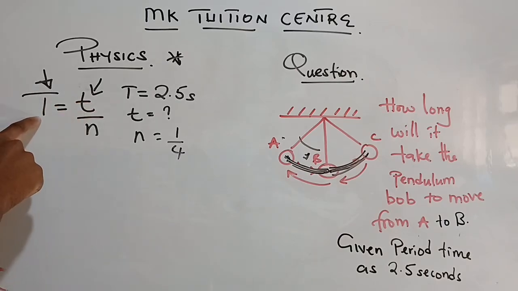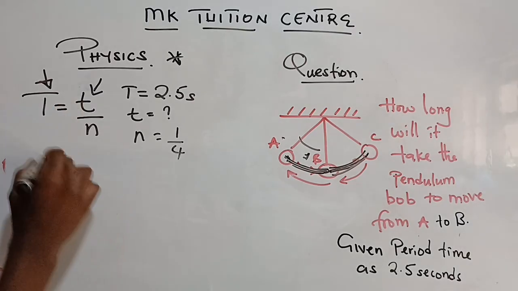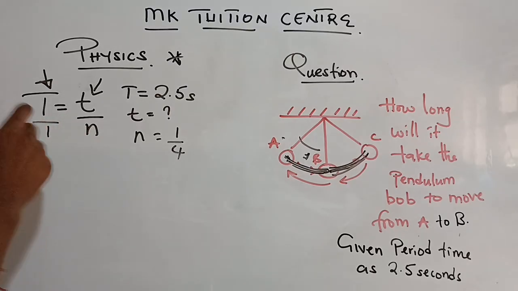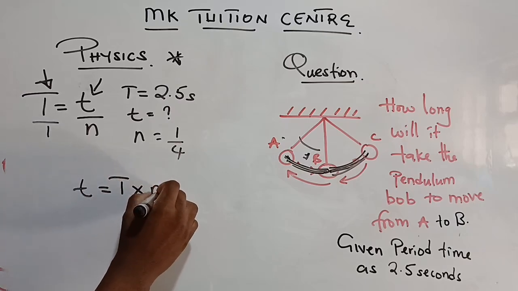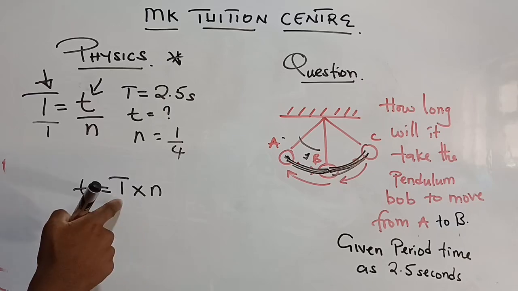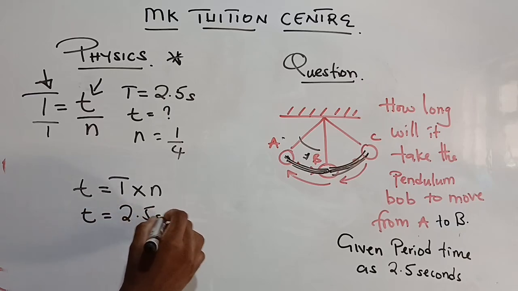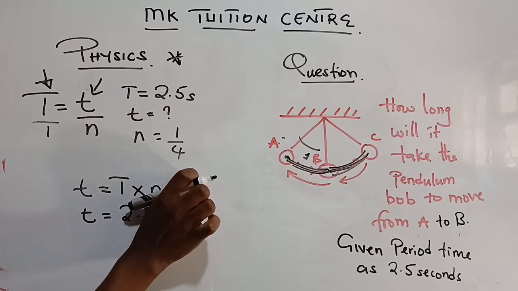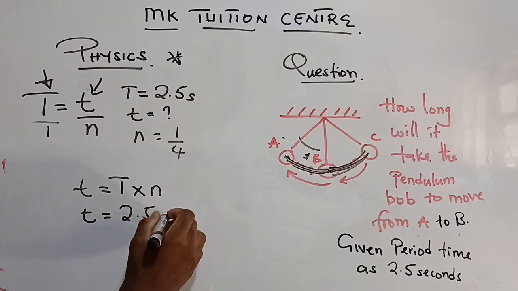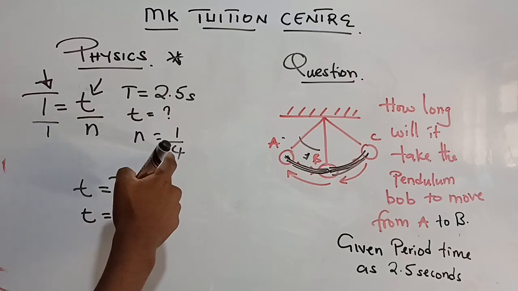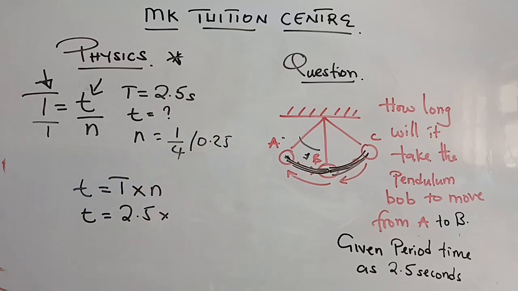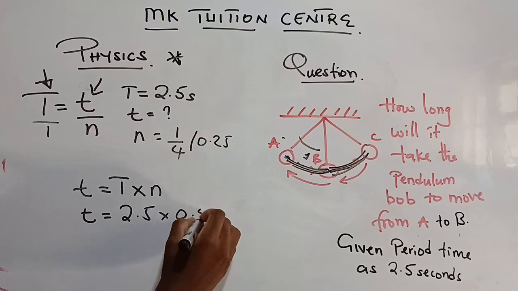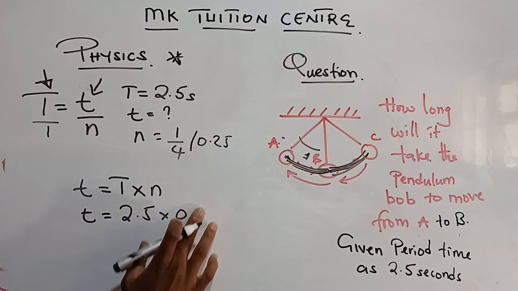Now we're looking for time. We have the period, and we also have n. So what we're going to do is make t the subject. We're going to cross multiply, so t will be equal to period times n. So t will be equal to the period, 2.5 seconds, times the number of oscillations, 1 over 4, or you can write 0.25. It depends, but in this case, 0.25 is better.